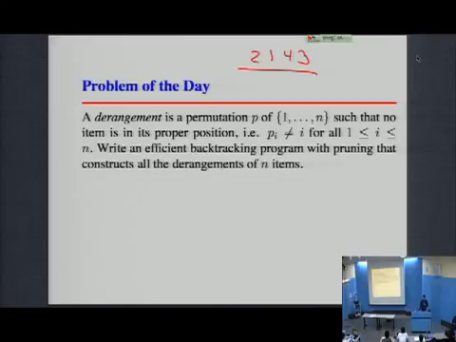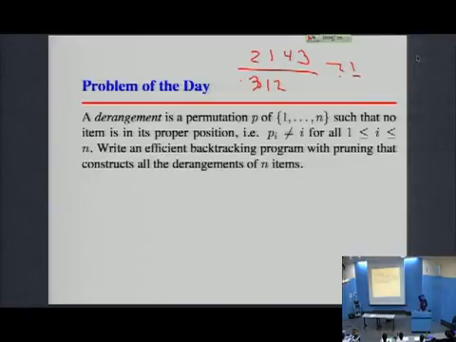Is this a permutation of 3 items? Yes. 3, 1, 2 is a derangement on 3 items. Does everybody see that? Can anybody give me a derangement on 2 items? I guess 2, 1, right? In general, some permutations are derangements and other permutations are not derangements.